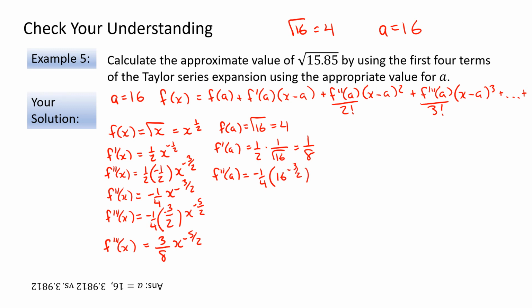I like to use my calculator when it's not the simple root, so let's say in this case it would be the root of 16 cubed. You could do it either way if you want to. Just remember that button, mine looks like an a b/c button, you can convert it back to a fraction. I find that that helps. If you do that, you get negative 1/256. For our third derivative, f triple prime at a, we get 3/8 times 16 to the negative 5/2.